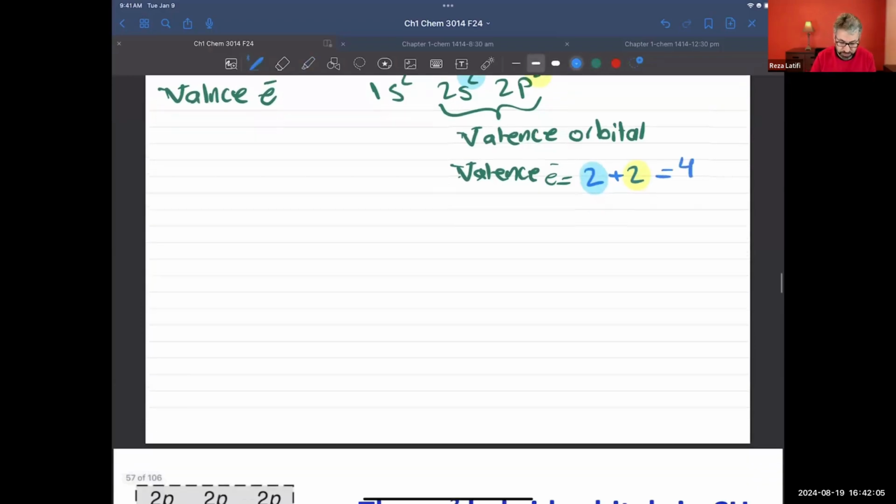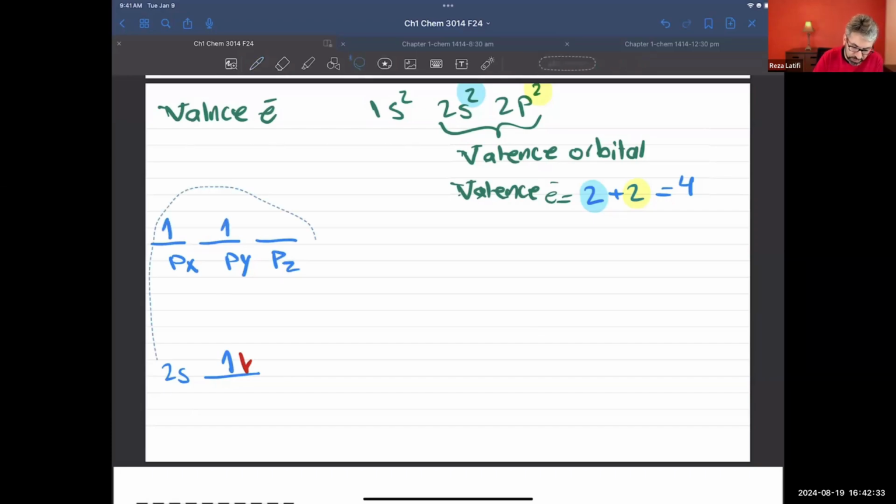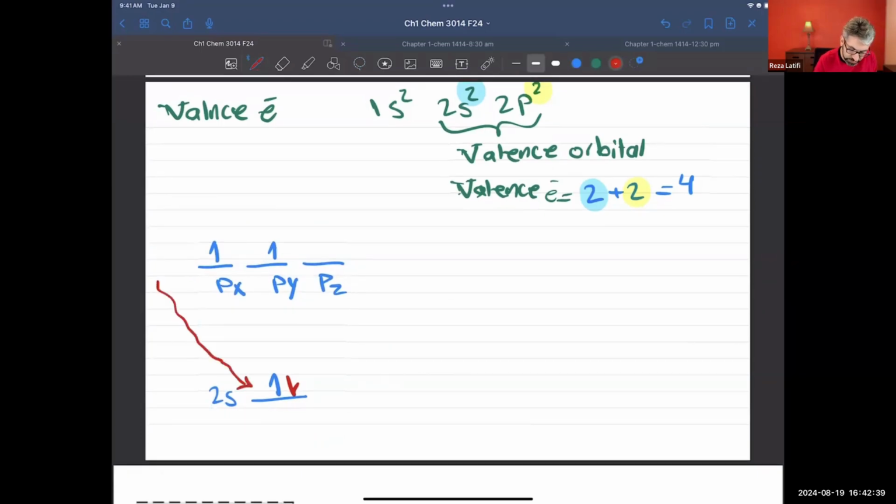So what I'm going to do with those, I'm going to say I have 2s with 1 electron pointing up, and the second one pointing down. How about the p orbital? It has 3 orbitals, px, py, and pz. Inside the p orbitals, we have 2 electrons, and both are pointing up. Now we're going to give this system energy, so let's supply some energy. Energy is equal to h nu.